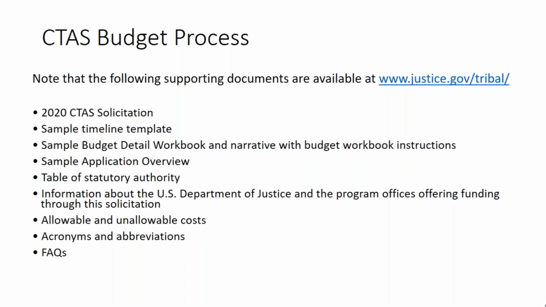For Purpose Area 5, you can refer to the solicitation for the costs that are unallowable, allowable, and the scope of the projects that will be supported.